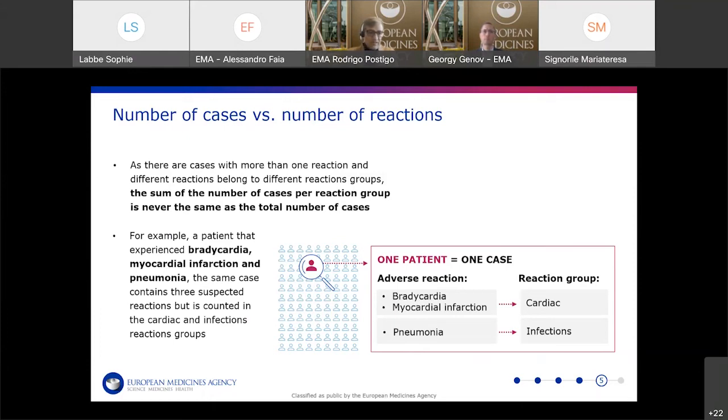For example, a patient that experienced bradycardia, myocardial infarction, and pneumonia: this is one case, one patient. The same case contained 3 suspected reactions, but is counted in the cardiac reaction group because bradycardia and myocardial infarction both belong to the cardiac system organ class, and the pneumonia belongs to the infections reaction group. So it's one case with 3 reactions, but it's counted in 2 different reaction groups. So if we add the numbers in the website from the different reaction groups, we never get the total number of cases. To get the total number of cases, we need to go to the first page.